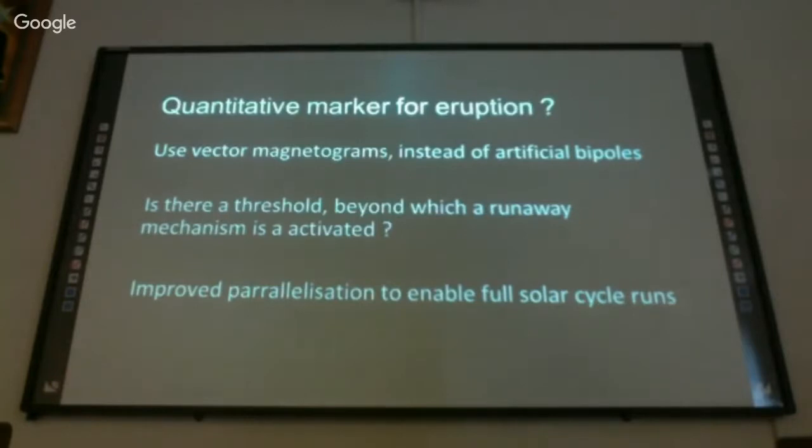An improvement of the model will be to use actual real data, where we can take photospheric flows obtained from real data and use that to drive our coronal model. There is another question that we want to answer: is there a threshold beyond which a runaway mechanism is activated? And in the future it is planned that we will do full sun simulations, and so we need improved parallelization. So, well, thank you.